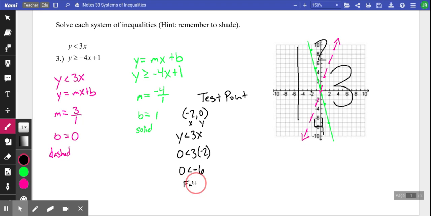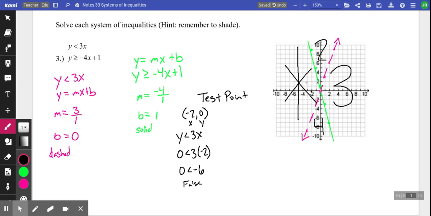Well, that's false. So that means that this right here, region 1, cannot be where my solutions lie. Now I'm going to think about this. I just plugged this into my first inequality, which is y is less than 3x, the one that I did in this purplish pink color, the dashed boundary line.